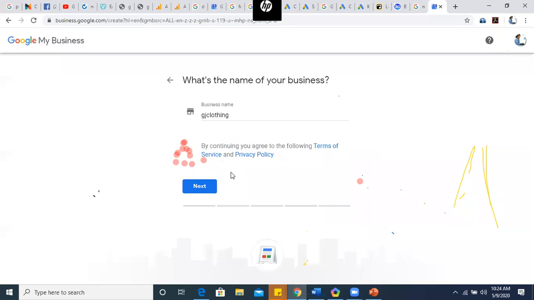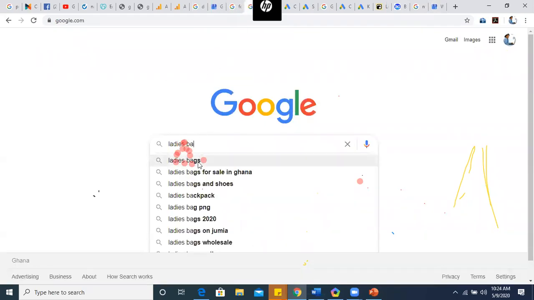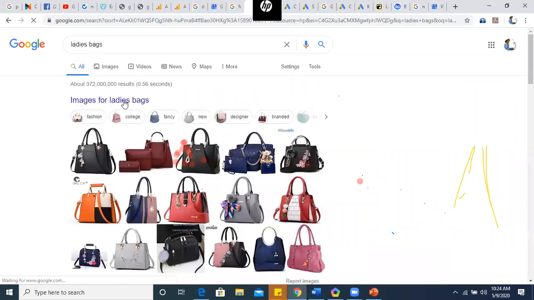It takes your email address, your password, your phone numbers, your website, if you have a website, everything. Then when somebody searches for anything on Google, and it's within the service you are providing, then you can be listed.